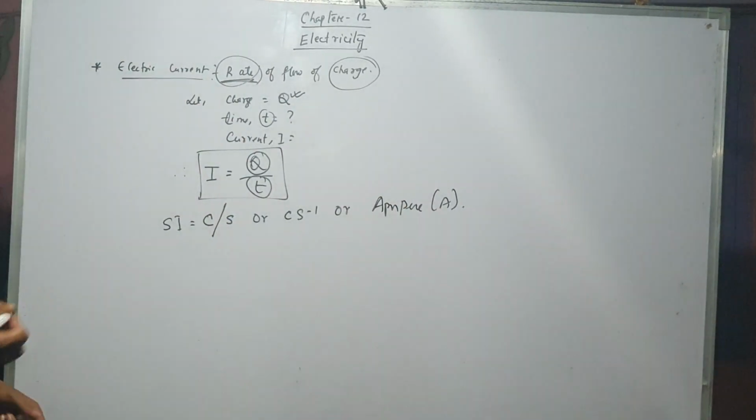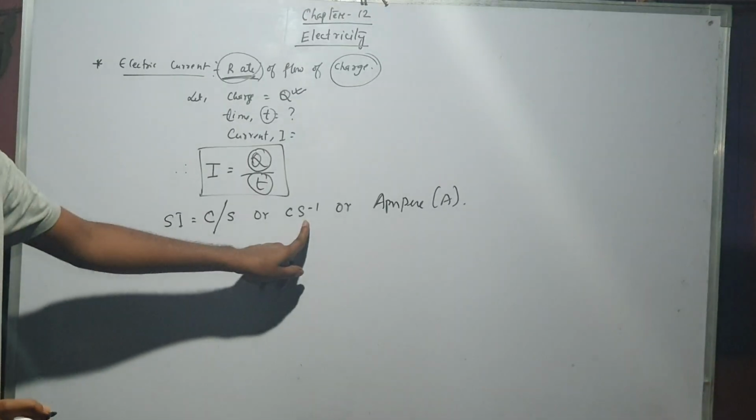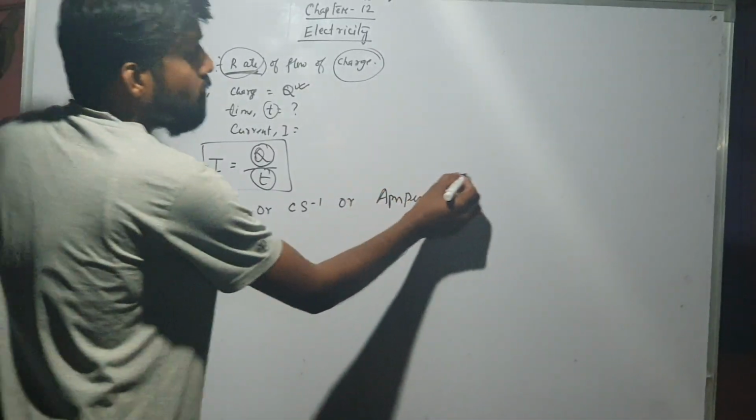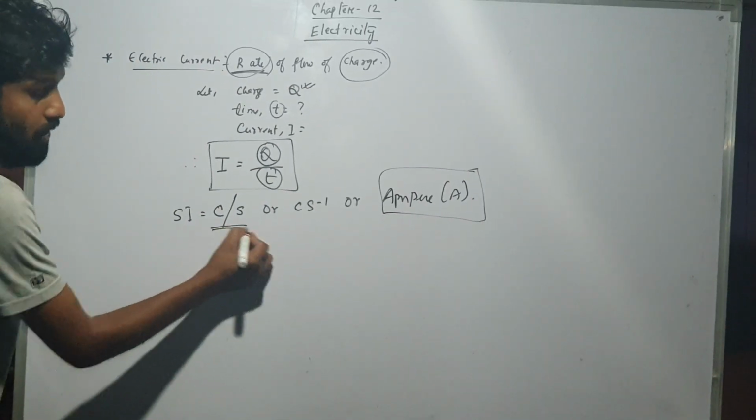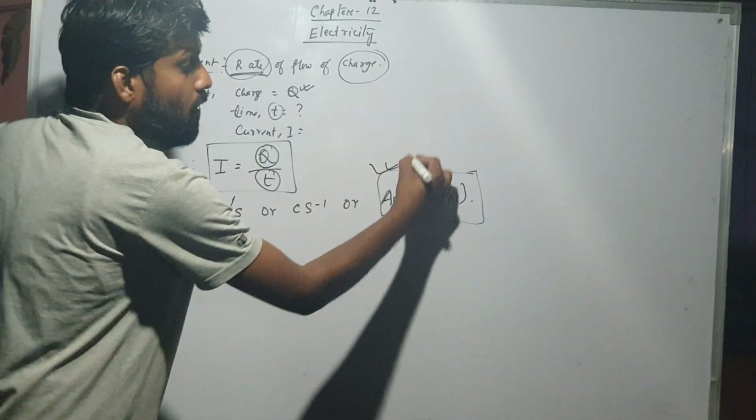Basically we are not going to use the other units. In questions they usually mention ampere, but you just have to know that Coulomb per second is the general unit, and ampere was the unit given to it afterwards.